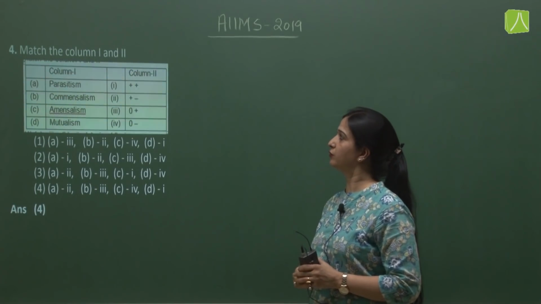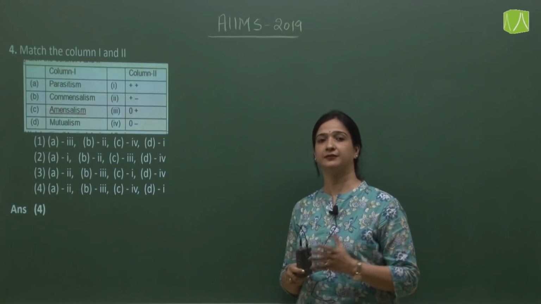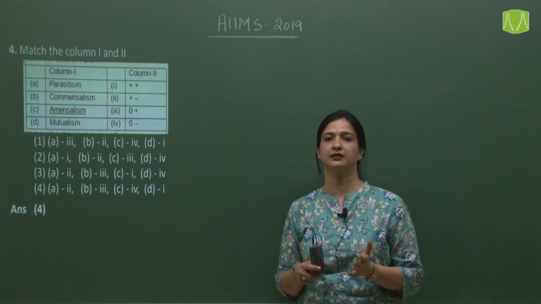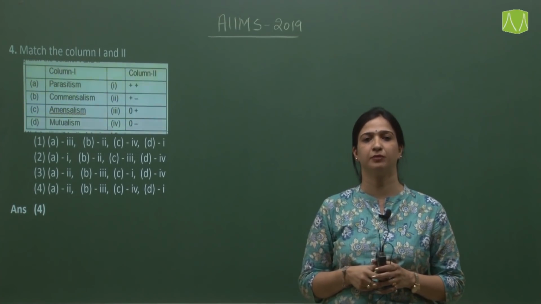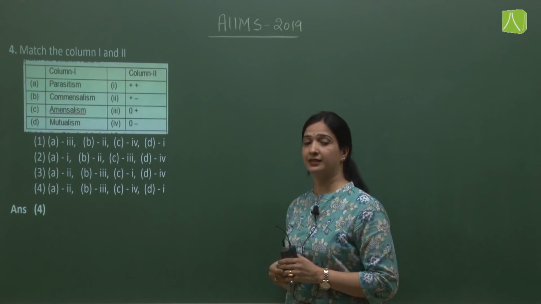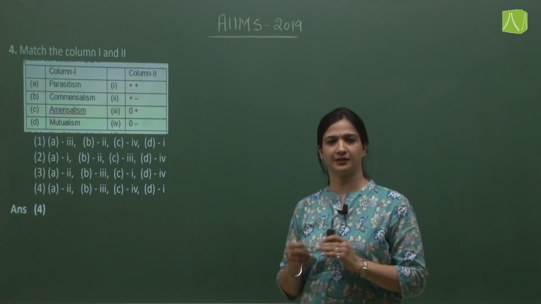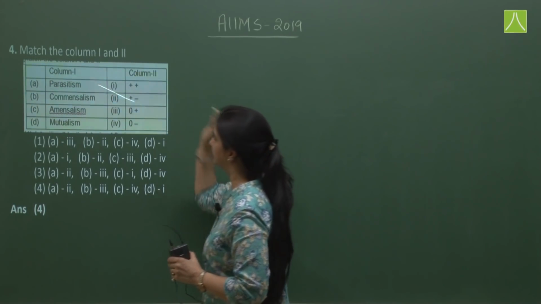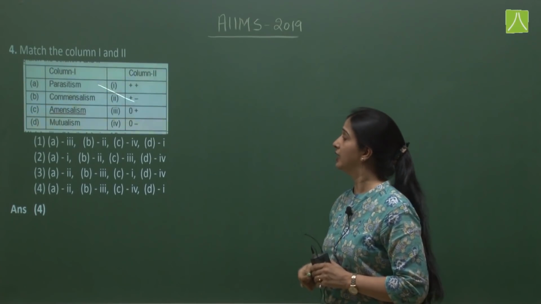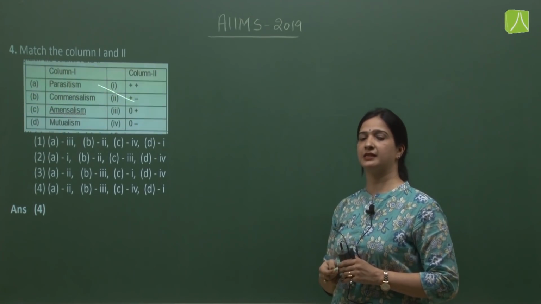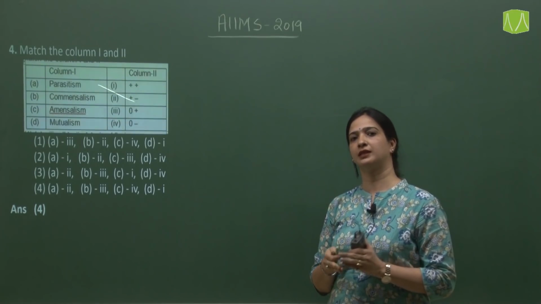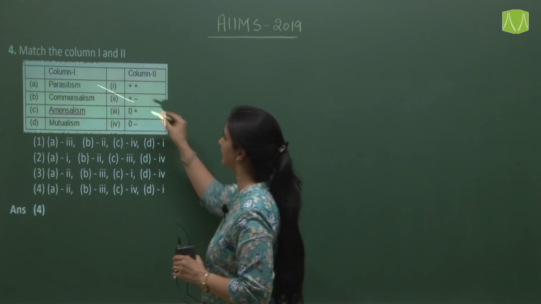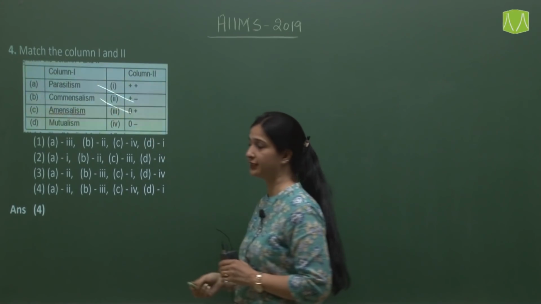Let us see question number 4. It is match the columns regarding the different types of interactions which we have studied in the chapter of ecology, organism and population. If we talk about parasitism, parasitism is a plus minus type of relationship in which one of the organism is benefited while the other is harmed. Commensalism, commensalism is a type of relation in which one of the organism is benefited while the other remains unaffected. So plus 0 type of relationship.